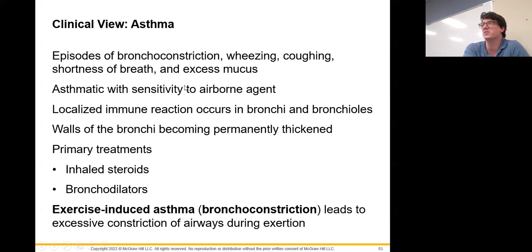Oftentimes, this is because of particular airborne agents that can kind of work their way into the lungs, and that's what causes that bronchoconstriction. So because of this, they're going to treat this in a lot of the same ways that they would treat something like an allergy, which is in a lot of cases things like inhaled steroids and stuff like that, which is basically just a way of saying, hey, muscles, deal with this, or even bronchodilators to just help them keep everything nice and open.